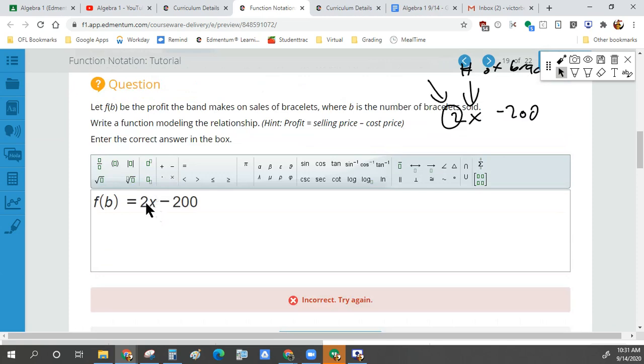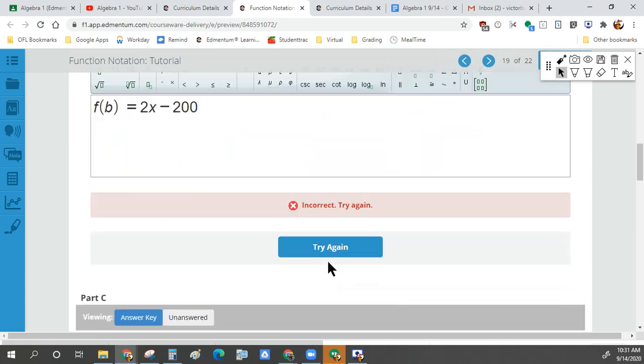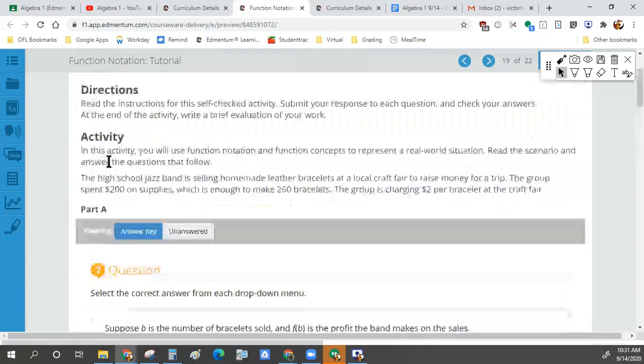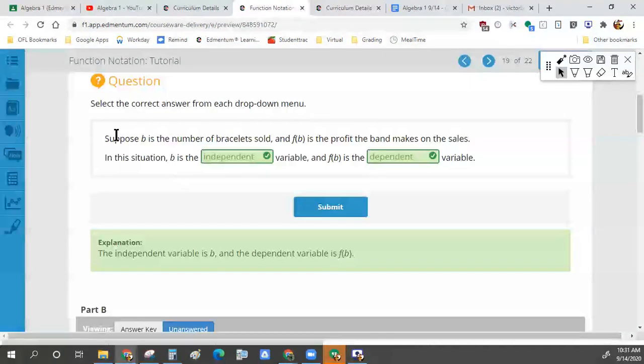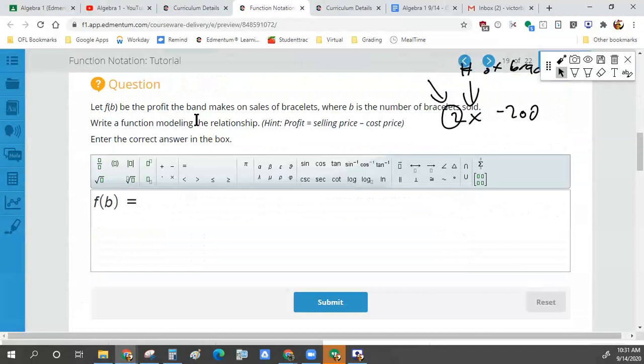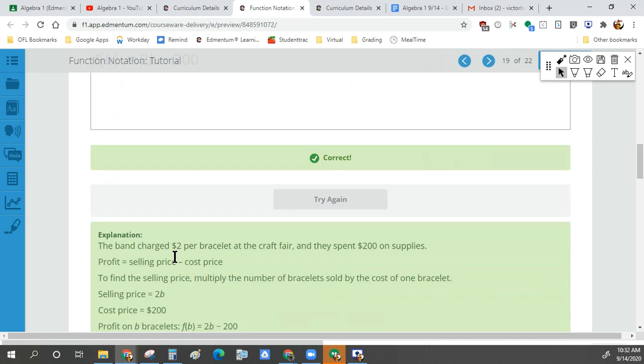Incorrect. Oh, they have it as f of b. So make sure you're paying attention to your input. I don't know why they called it f of x. Oh, this one they didn't call it f of x. They did call it b. That was my bad, guys. So make sure you're reading your variables. This one says b. So I'm going to say 2b minus 200. There we go.